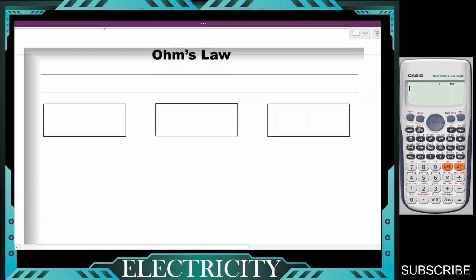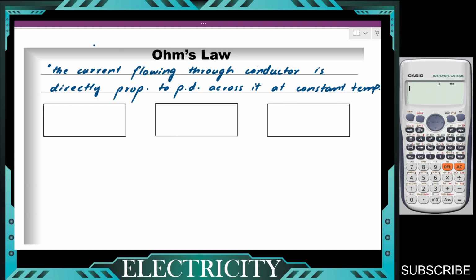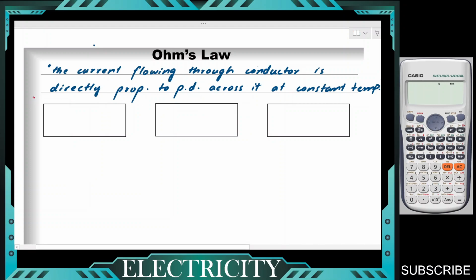So for Ohm's law, we have the statement, once again carried forward from O levels, that reads: the current passing through the conductor. All right, so there's nothing new in that. The more the potential difference across the conductor, the more the current flows through the conductor.